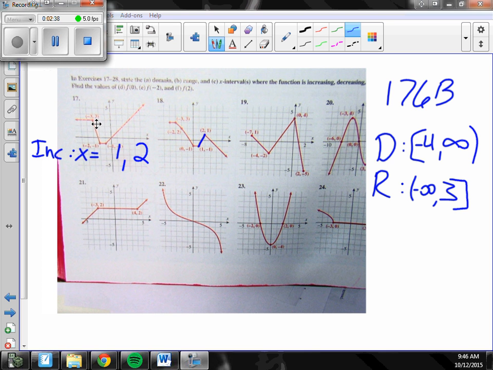Is it going up at 1? No. So that's a parenthesis. Is it going up at 2? No. It's not going up at 2. It's actually flat at 2. It's not going up or going down. It's perfectly horizontal. Okay?